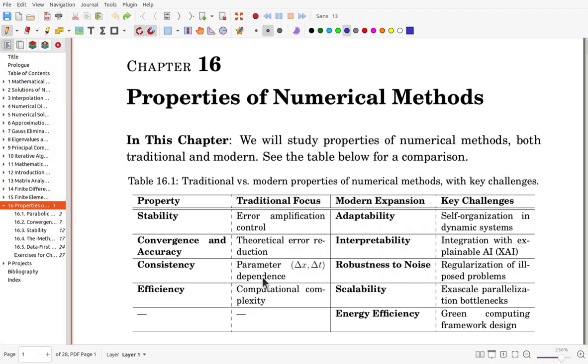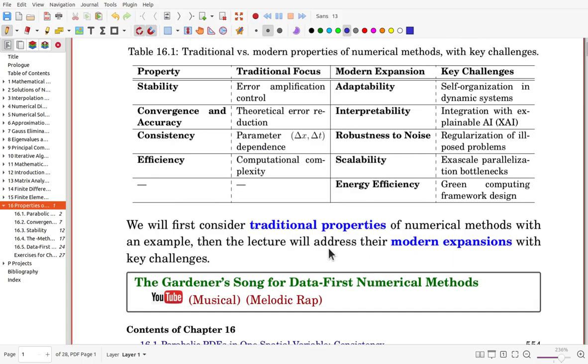These concepts are expanded in modern society to adaptability, interpretability, robustness, scalability, and energy efficiency. So we'll see some details later on. We'll first consider traditional properties of numerical methods with an example. Then the lecture will address their modern expansions with key challenges.